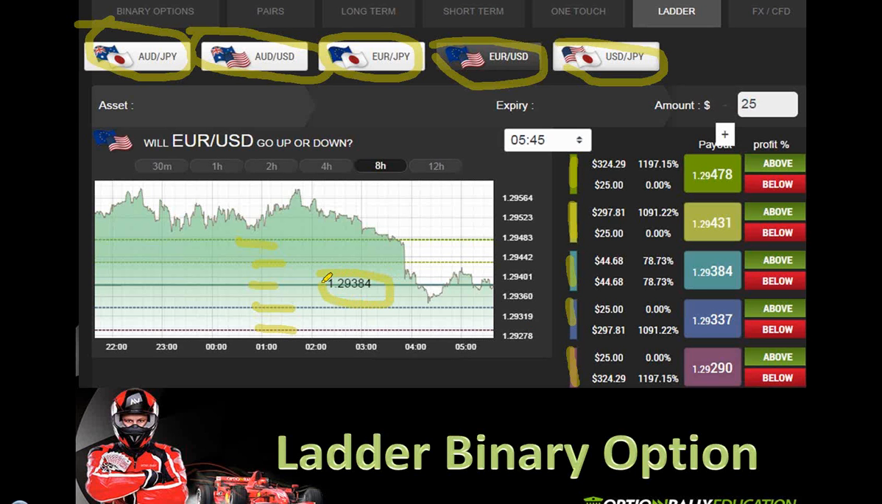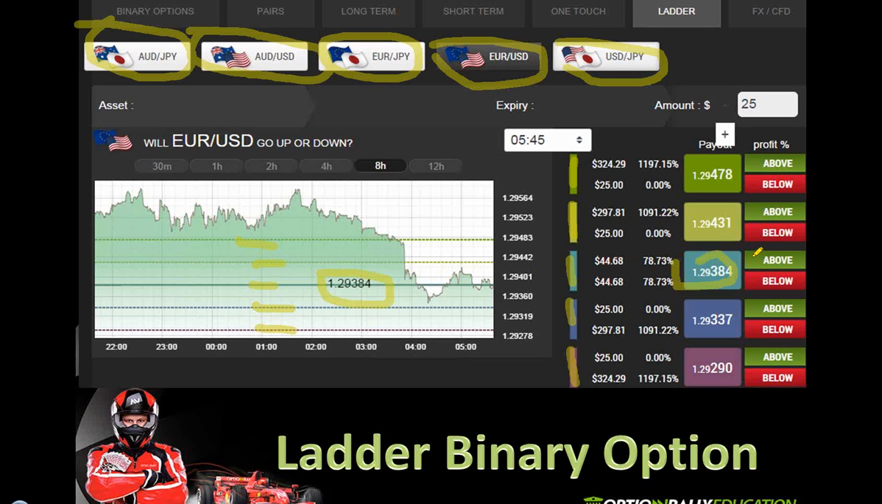Now we can see on the chart that right now the euro is trading at 129.384. First you have to decide if the euro is going to go up or down. When you do, you can stick with the standard binary options up-down trade just to simply make your profit if the asset goes up or down. Or you can come over to laddering and decide how far you think it will move. So the blue line matches the blue line on the chart. So here we see it's trading at 129.384.